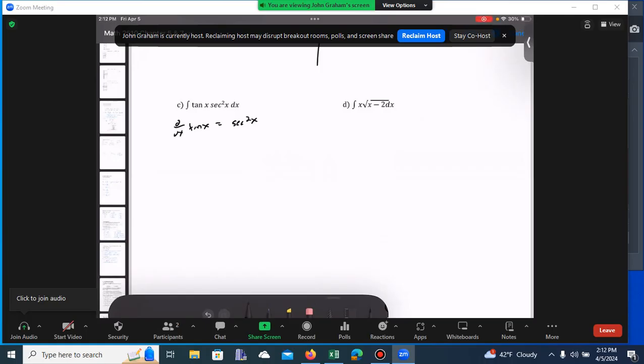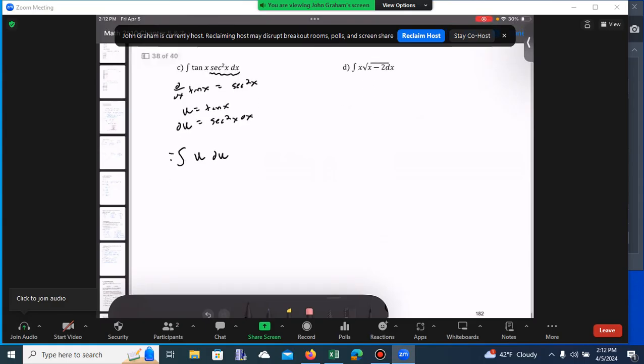Right, so we'll let u equal tangent x. That way when we take the derivative, du equals secant squared x dx, which is what we have here. So this breaks down into u du, the simplest of u substitution. And so this becomes u squared over 2 plus c, which becomes tangent squared x over 2 plus c.